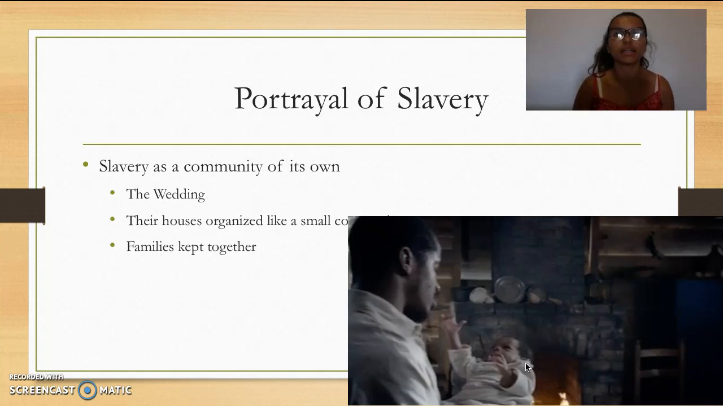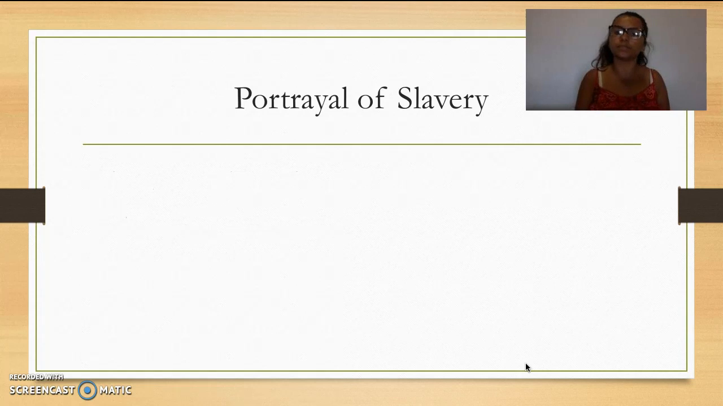Also, Nat's family was also kept together, because in the beginning of the film you saw it was Nat, his grandma, and his parents, before his father had run away. So family was really important.